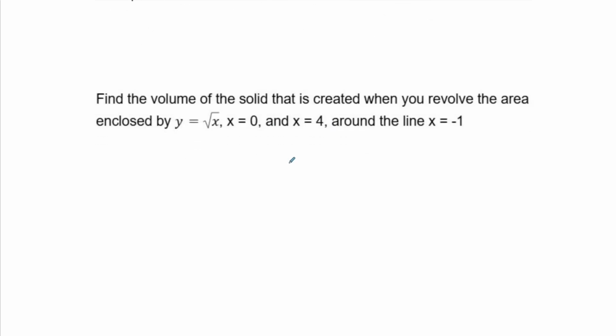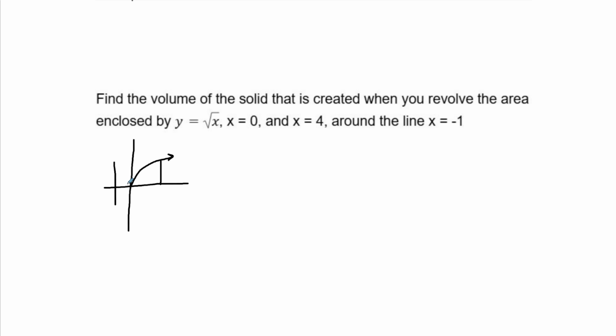We're asked to find the volume of the solid that is created when you revolve the area enclosed by y equals square root x, x equals 0, and x equals 4 around the line x equals -1. So here, if we drew this, we have our y equals square root x, that would look like this, we have our x equals 4, that would look like this. And we are revolving around the line x equals -1.